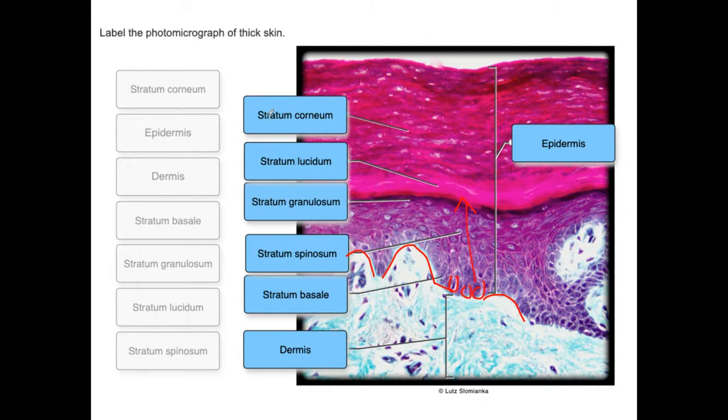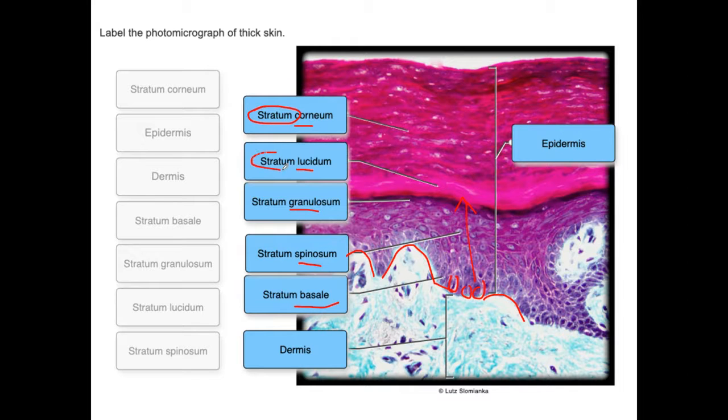Okay, so stratum just means layer, like stratosphere. So you've got the stratum corneum, lucidum, lucid layer, it's clear, granulosum, lots of granules, spinosum looks spiny, and the stratum basale or germinativum is that bottom layer.